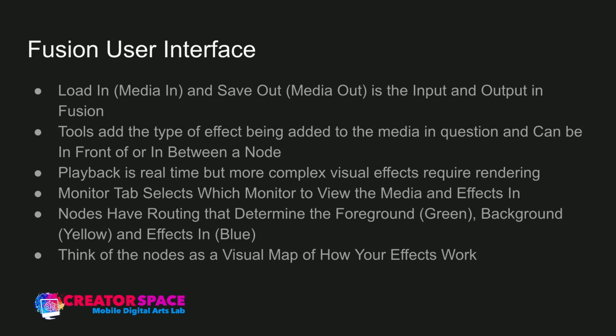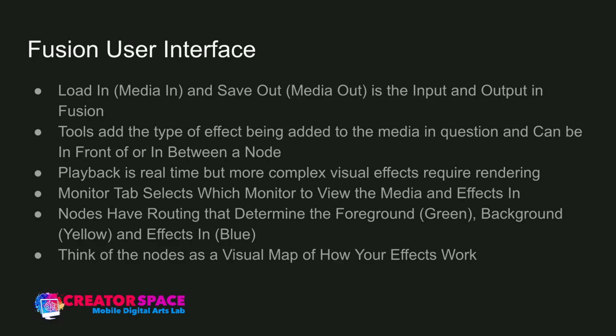Then we have nodes, which have the different routing. It determines what's the foreground, which is green, and what's the background, which is yellow. So you have to think about layering. Your background's there, and what you put on top will block it. But if it's transparent, what you can see around that foreground will still show the background, and the foreground will be on top of it. And that's how we can do compositing.